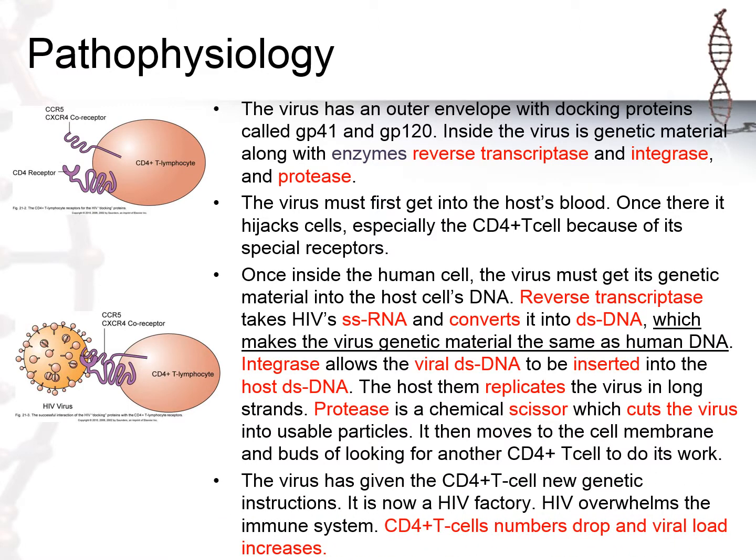The virus has given the CD4 plus T cell new genetic instructions. It is now an HIV factory. HIV overwhelms the immune system. CD4 plus T cell numbers drop and the viral load increases.